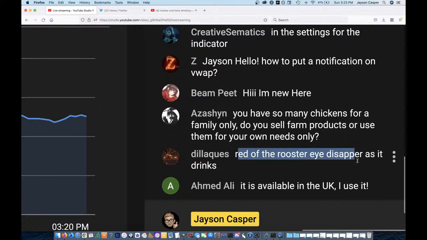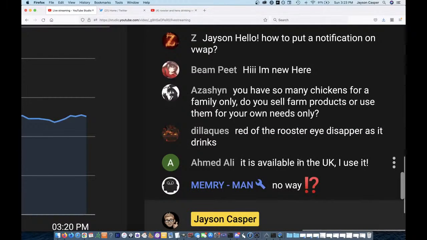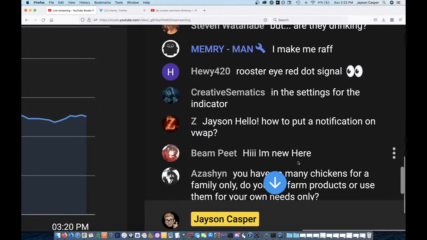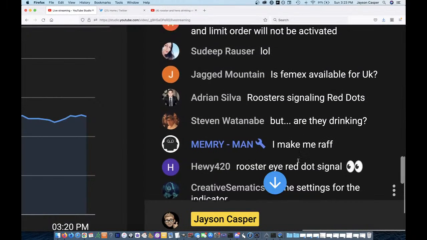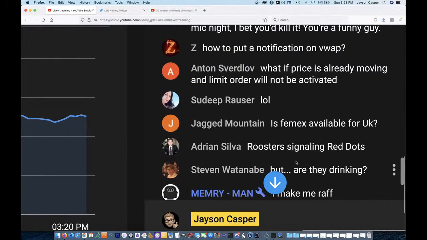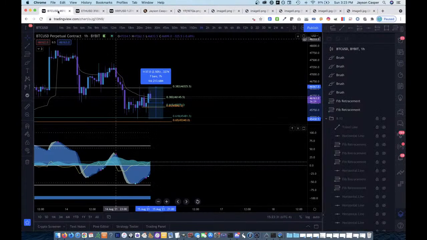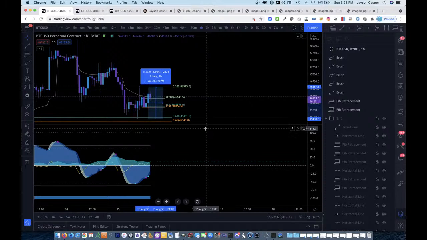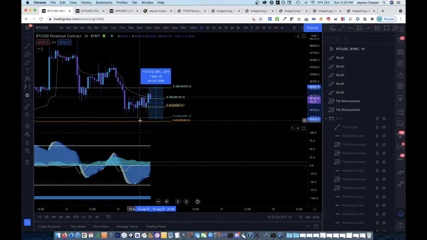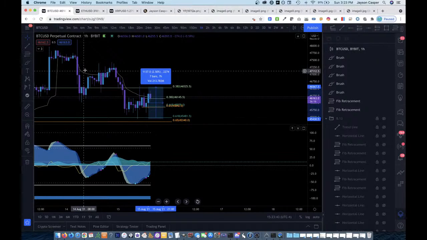Yes, the red eye of the rooster disappears as it drinks. What was I even talking about right now? Oh yeah, I don't know if PHEMEX is available in the UK. If price is already moving, that's why if you're scalping, Antoine, you have to really be ready for the setup. Like, this trade right here, I had a limit order set before price got here. And so you have to foresee it coming.